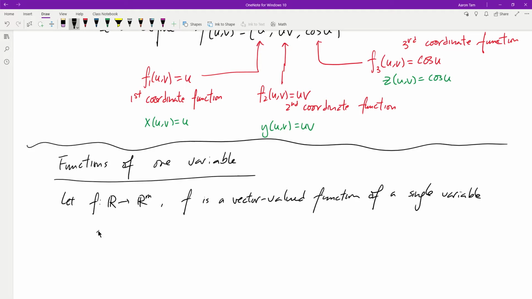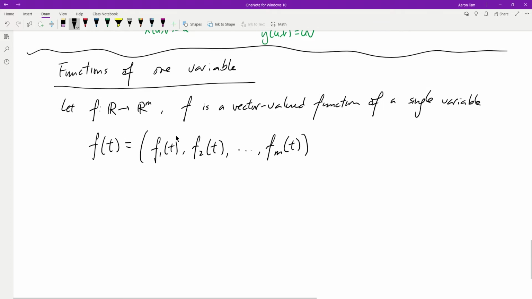This is a function we usually call f of t, and it would be defined by a list of coordinate functions: f1 of t, f2 of t, dot dot dot, to f sub m of t. So therefore, this type of function, a vector valued function of a single variable, is actually defined by m coordinate functions.